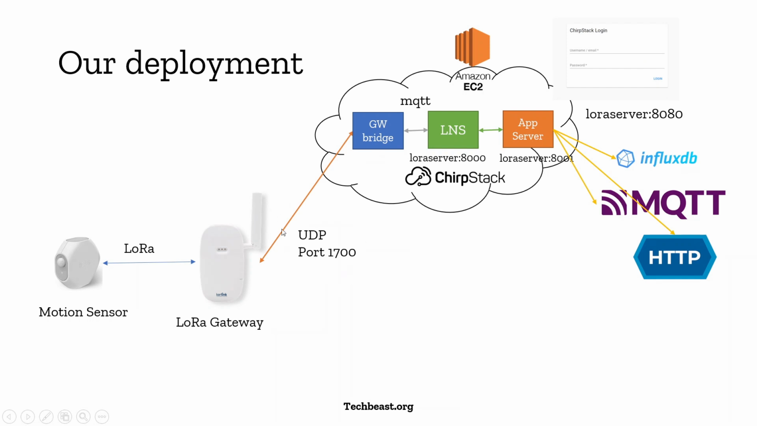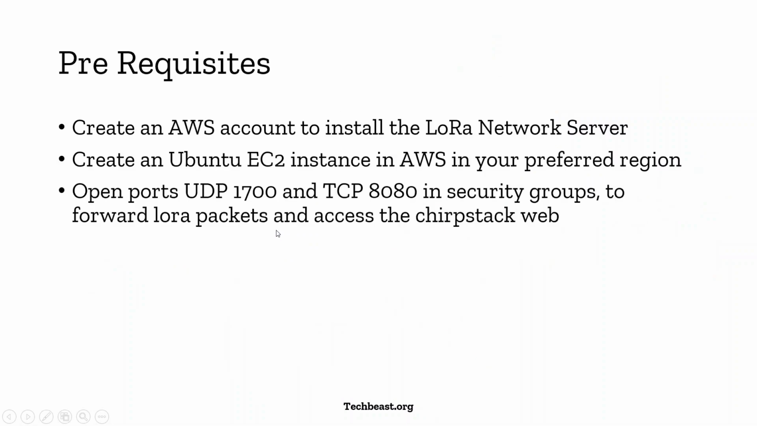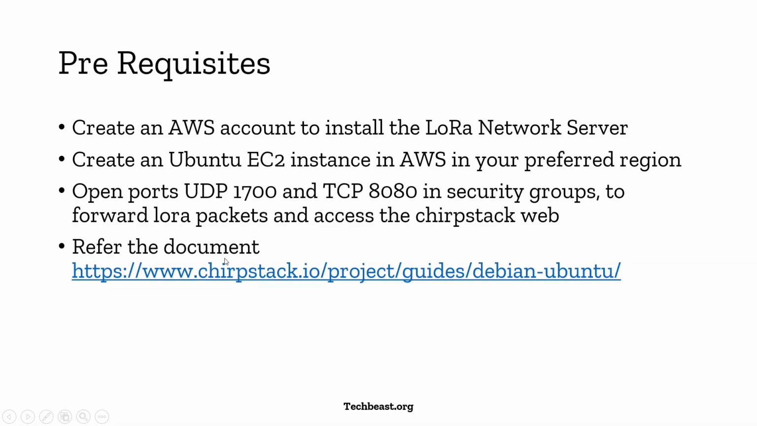So you need to allow the port UDP 1700 in your security group. Then you need to allow TCP port 8080, which is mainly for the ChirpStack web page, to access the web page. Then you can refer to the document; just log on to this link. You can follow the steps.